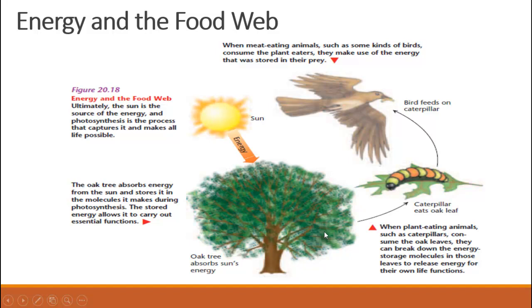and after that, when plant-eating animals such as caterpillars consume the leaves of this tree, they can break down the energy storage molecules in those leaves to release energy for their own life's functions. And then, when meat-eating animals, such as some kinds of birds, consume the plant-eater, they make use of the energy that was stored in their prey. So this is an example of the food web, and you know the food web consists of energy, producers, consumers, and decomposers.